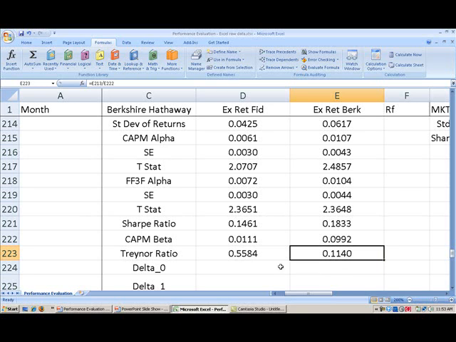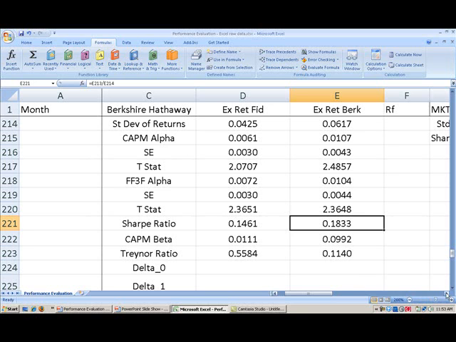And we can see now that, according to the Treynor ratio, Fidelity is really doing a lot better than Berkshire Hathaway. But that's not necessarily true. The Sharpe ratio tells us the reverse. This highlights some problems with these measures, and that's why it's important to look at different measures to get a true picture of what's going on.